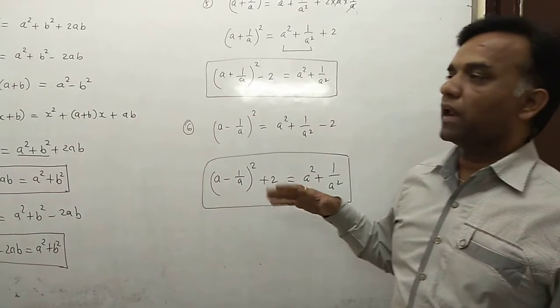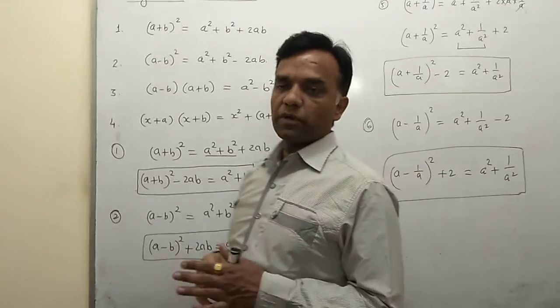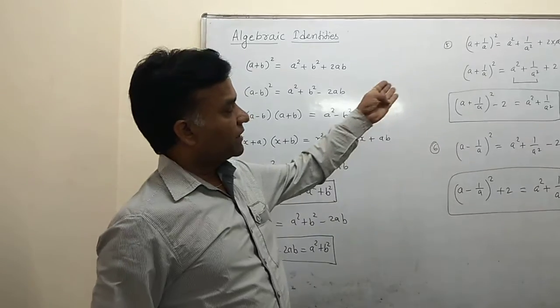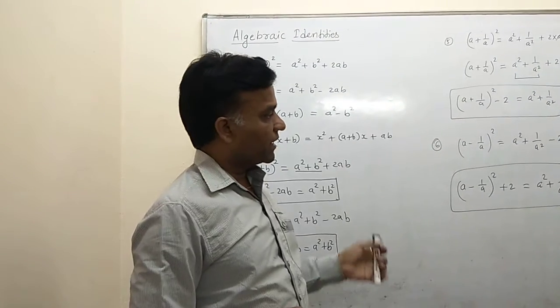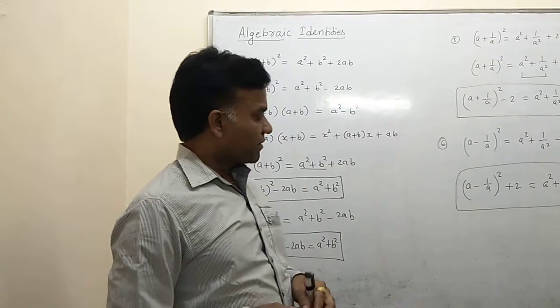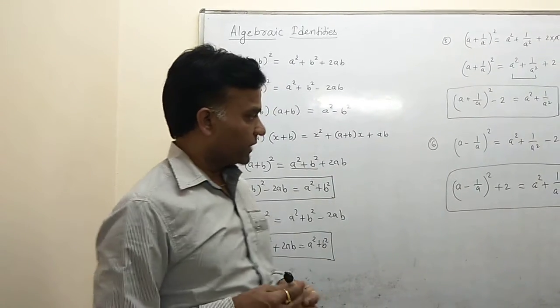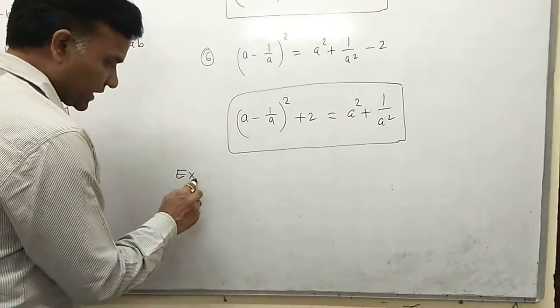Okay, so many questions are related to the identities: (a plus b) whole square, (a minus b) whole square, a minus b, a plus b, (x plus a)(x plus b), and a plus 1 by a, minus 1 by a. They are related. This type of question you can also solve using the concept like this. So one example, now here I explain the concept.